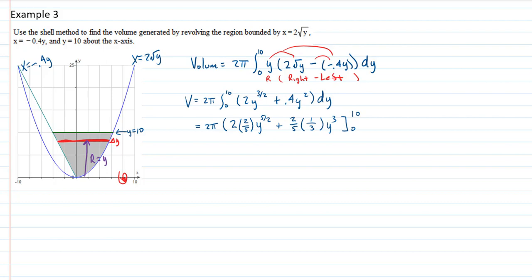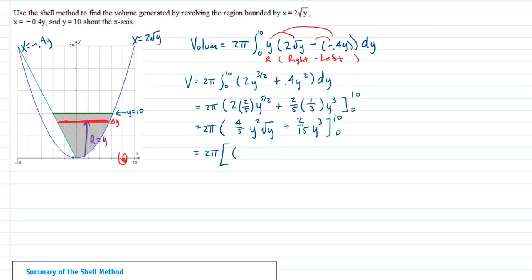So I just want to clean up the arithmetic a little since I'm doing this in my head. So that's going to be 4/5 y to the 5/2. That's 2.5, so that's the same thing as looking at y squared times the square root of y, is it not? Y to the 5/2, that's 2, and then there's my 0.5 as the square root, plus 2/15 y cubed from 0 to 10.